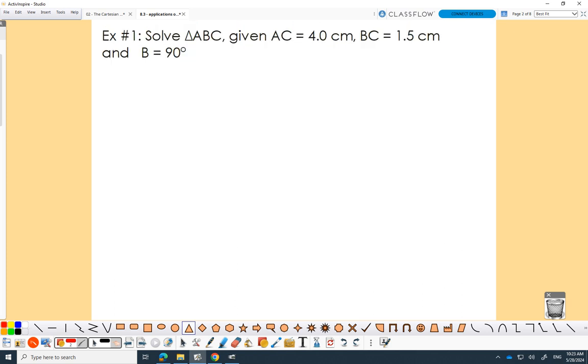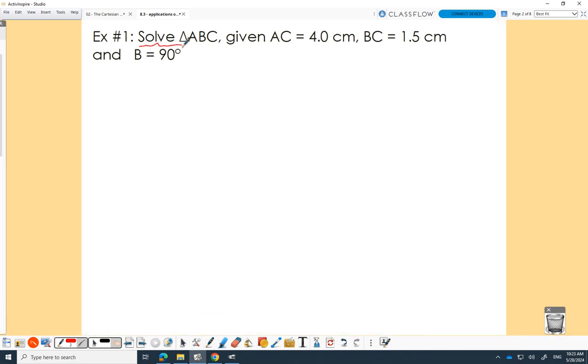Well, let's jump right in with what I think is the easiest of them and just get warmed up on building the triangles ourselves. It says solve triangle ABC. I'm going to be looking for help in just a minute from somebody on what they mean by solve triangle ABC. That in a second. Where AC is 4, BC is 1.5, and B equals 90 degrees.